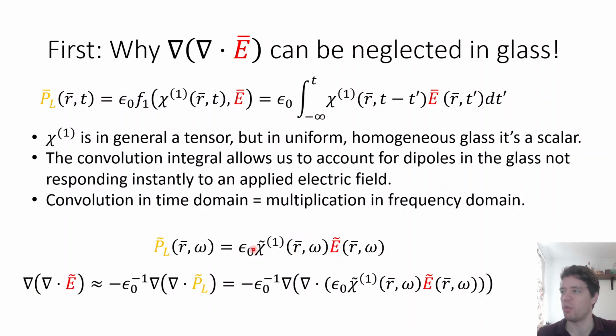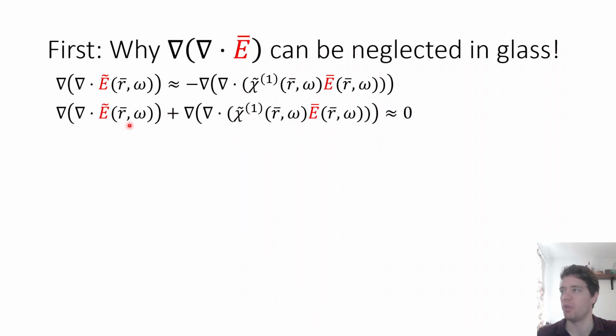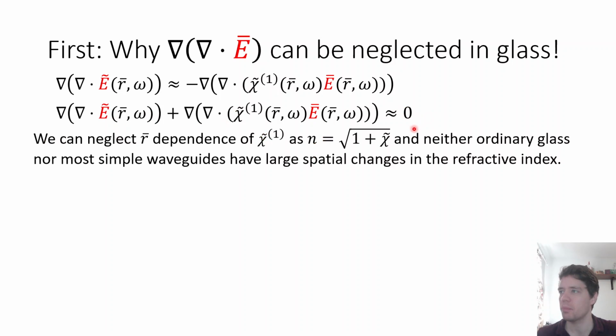If we then plug this into the expression for the gradient of the divergence of the E field, again now we're looking in frequency space, we get this expression over here, which we can simplify a little bit. So first of all, we can cancel out the epsilon naughts and then add this to the left-hand side, showing that we get two terms which added together should give us 0.